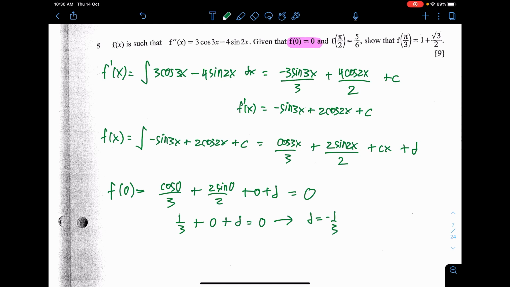Next, f of pi over 2 equals 5 over 6. Well, let's see. Pi over 2 is 90 degree. Okay. Well, I will have cosine of 3 pi over 2.